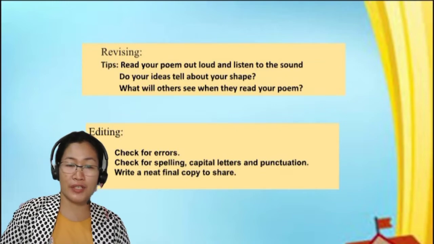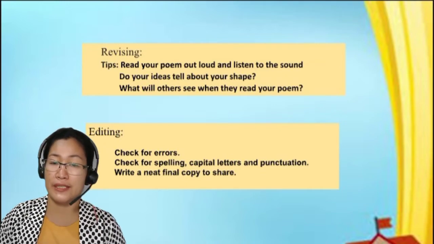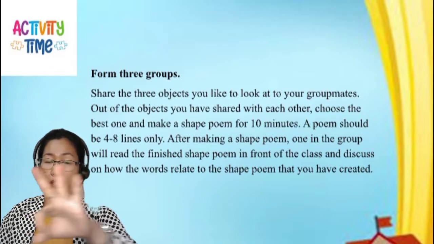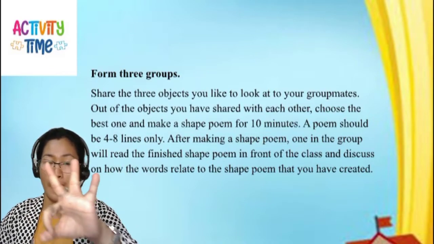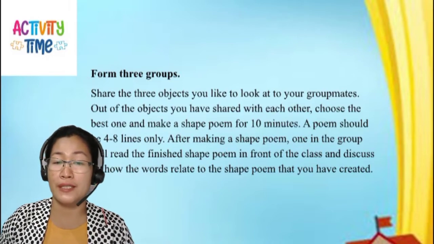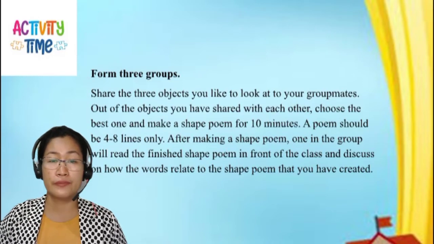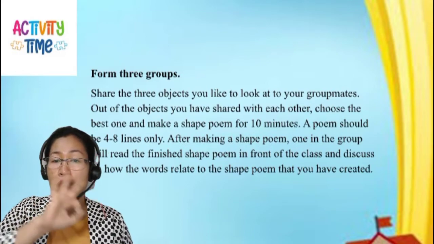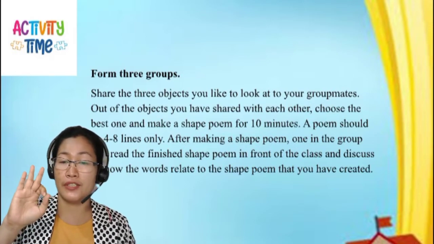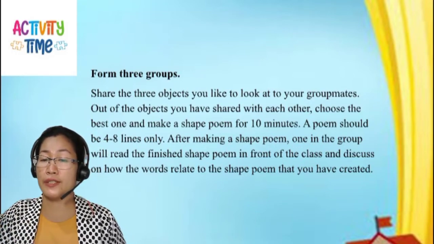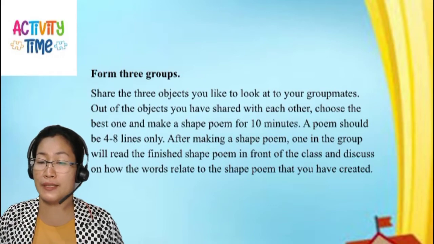Okay, since you understand it, let's do some activities. You have to form into 3 groups. Where are the 3 objects that you have chosen a while ago? The 5 objects, and you have narrowed them down into 3. Can you still remember? Yes, you have to share the 3 objects you like with your group mates.